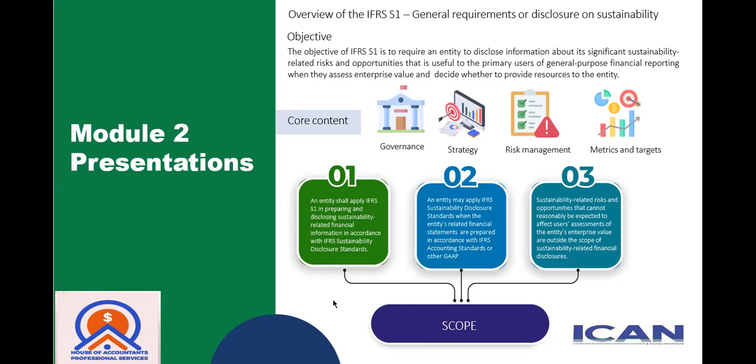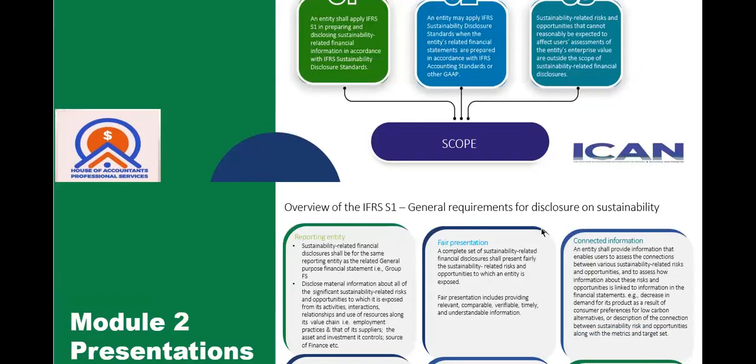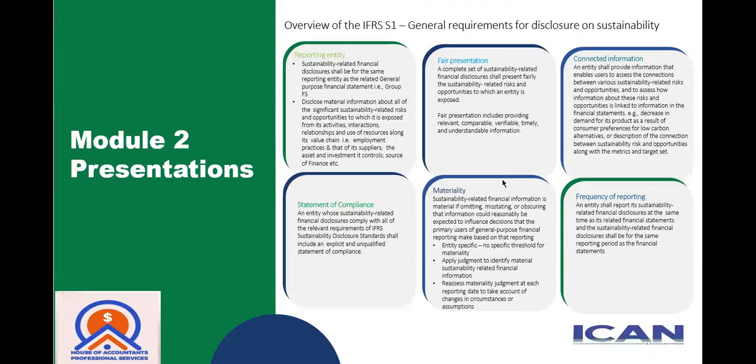Okay, so I'm still going one by one. I think I should be getting closer to that now. We know about fair presentation, reporting entities, connected information. I think we can read all this by ourselves. When we're talking about report materiality, sustainability-related financial information is material if omitting, misstating or obscuring that information could reasonably be expected to influence decisions that primary users of general purpose financial reporting make based on that reporting.